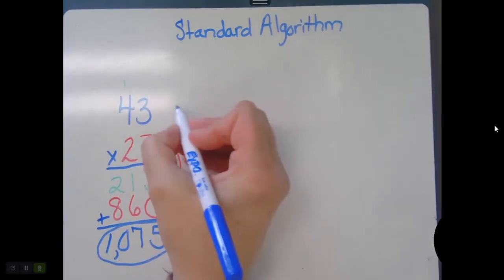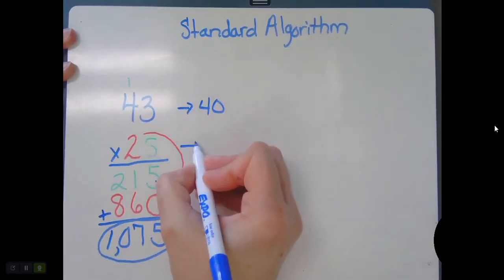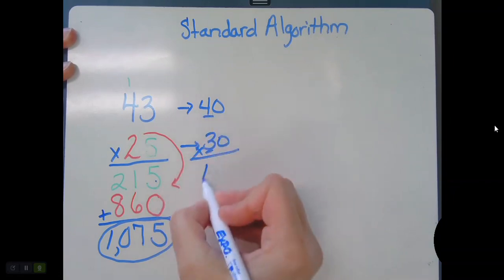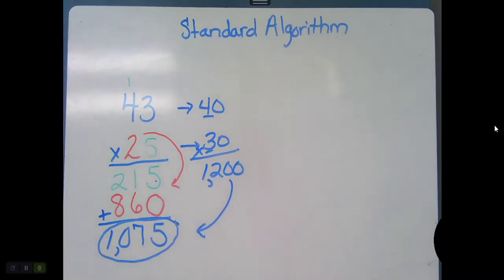And remember, when we estimated our product, we rounded 43 to 40 and 25 to 30. We did our basic fact, which was 12, and count and add the zeros to show us that our answer was pretty close.